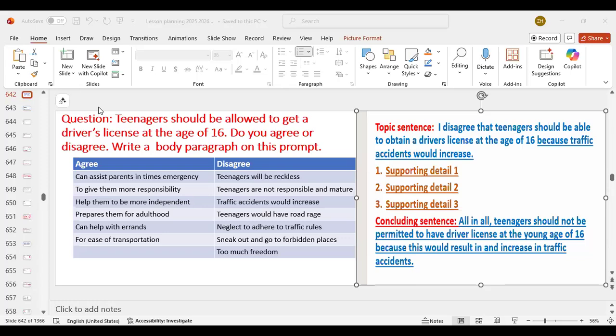I agree getting your driver's license at 16 is a good idea because it helps teenagers a lot. It gives them more responsibility and makes them more independent and is important for them when they are older. They can also help their parents with errands and to make it easier to help them just in case of emergency. In conclusion, I agree that teenagers can get their driver's license.